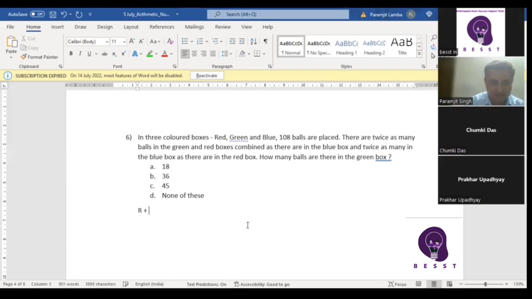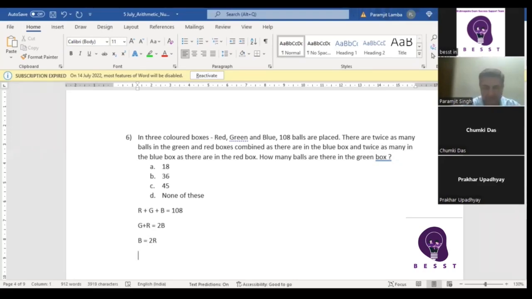There are red plus green plus blue balls, which are 108 in total. Correct? There are twice as many balls in the green and red boxes combined as there are in the blue box. So green plus red is equal to 2 blue. Everyone clear so far? And the second part of the question is, twice as many in the blue box as there are in the red box. So blue is twice the red.